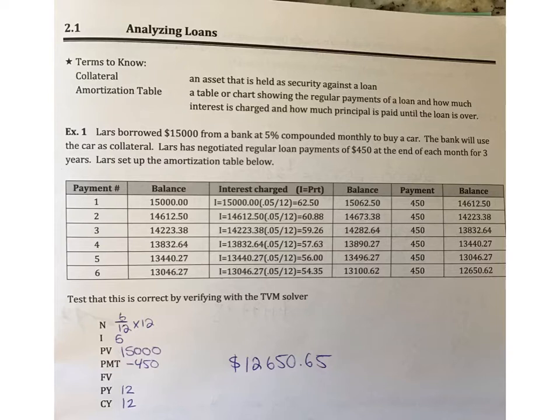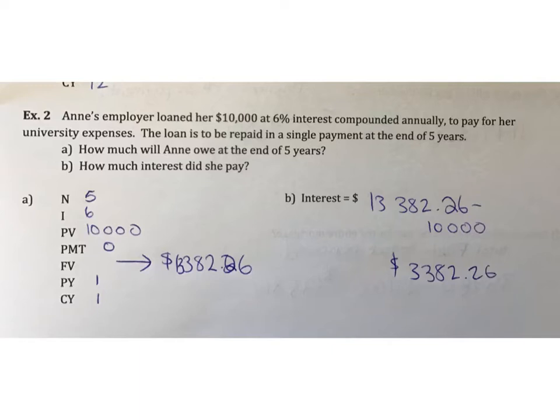So you can stop a loan at any time and just check how much you still owe by stopping the solver at that period of time. If you wanted to get all the way to the end, you would be putting in your full amount of payments there. So question number 2, we're looking at someone who's taking out a loan for university.